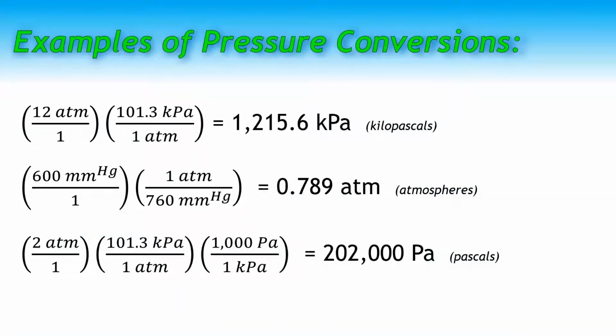Now, how would we convert these atmospheres, these kilopascals, these millimeters of mercury? Well, we'll use those conversion factors. And as always, we'll write our given as a fraction over 1 inside parentheses, and we'll use cancellation to get rid of units that we don't need. And so sometimes we'll multiply, as in the top example, sometimes we'll divide, as in the middle example, and sometimes, as in the example at the end, we'll have to do both.